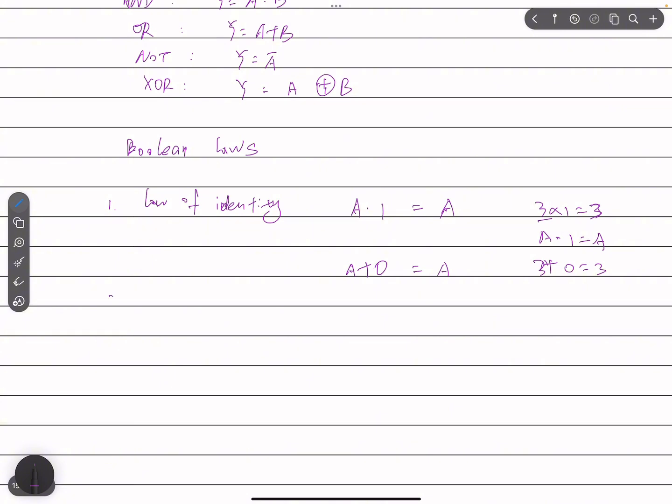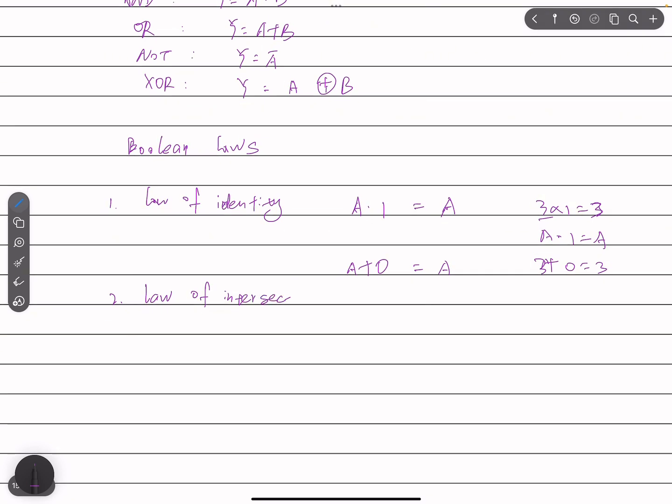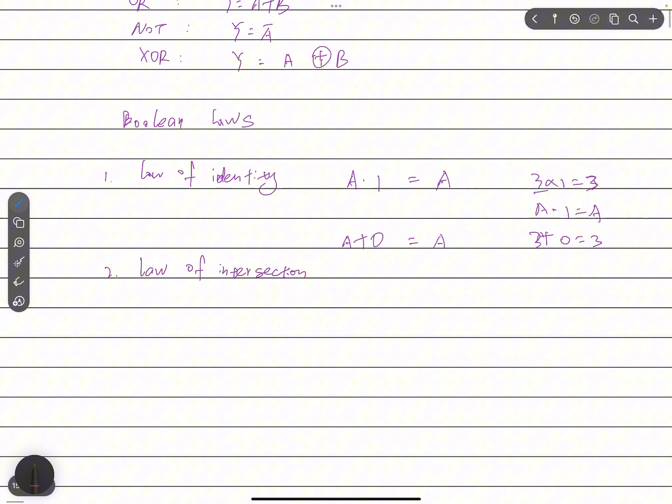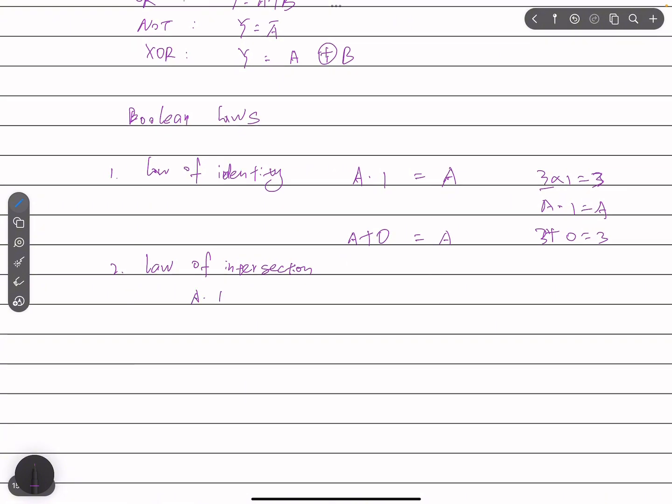We also have the second one, law of intersection. So that would be A times 1 equal to A, A times 0 equal to 0. Same thing, think about math. 3 times 1 equals 3. Whatever times 1 is itself. Whatever times 0 will be 0.